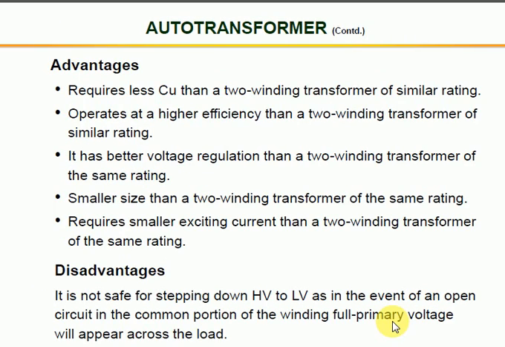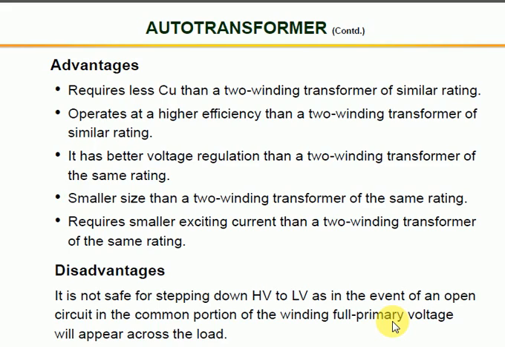There are some advantages of using this type of transformer. Number 1, it requires less copper than a two winding transformer of similar rating, since some part of the winding is used as both primary and secondary, therefore the requirement of copper for making the winding is less. Number 2, it operates at a higher efficiency than a two winding transformer. Efficiency is high because it has less leakage, because some power is transferred magnetically and some electrically to the secondary winding.